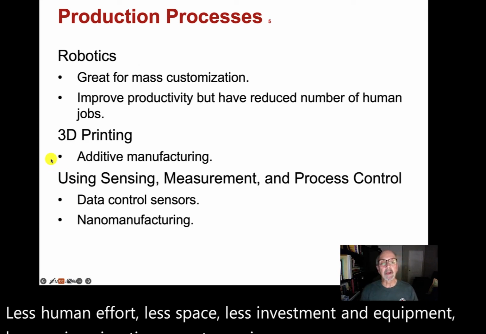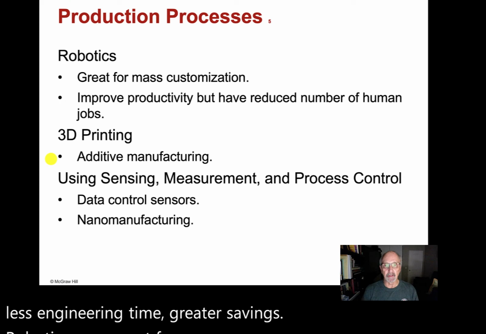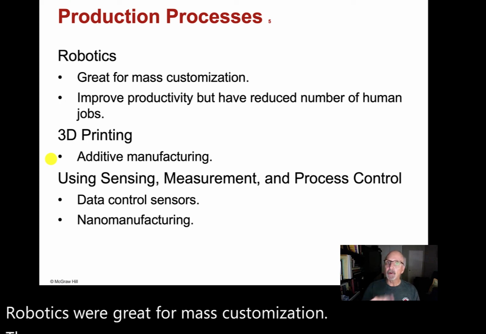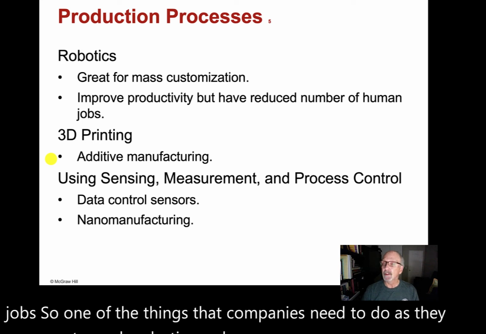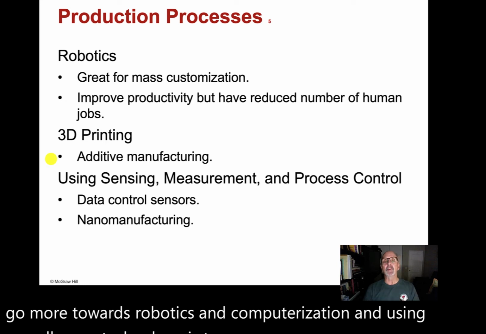Robotics were great for mass customization. They improved productivity, but they also got rid of people's jobs. So one of the things that companies need to do as they go more towards robotics and computerization and using overall more technology is to think about the people that are being replaced.